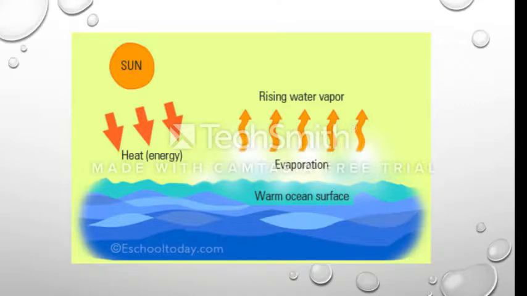The first thing that happens is evaporation. Through the heat energy from the sun, water on top of the ocean and lakes and rivers gets really warm and turns into vapor. This vapor then leaves the ocean and goes up into the atmosphere, or in other words, the sky. And what do you think happens next?